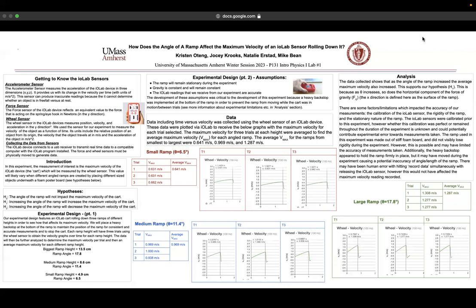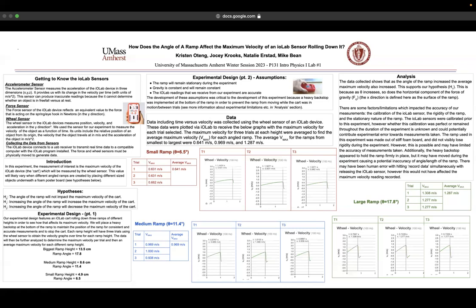So like I said, we had the cart roll down 3 ramps of different heights in order to see how that would affect its maximum velocity. We placed a large, heavy backstop at the bottom of the ramp in order to maintain the position of the ramp for consistent and accurate measurements and to stop the cart when it got to the bottom of the ramp. Each of the 3 ramp heights had 3 different trials using the wheel sensor to obtain the velocity graphs per time for each of those ramp heights. And then we did take that data and further analyze it.